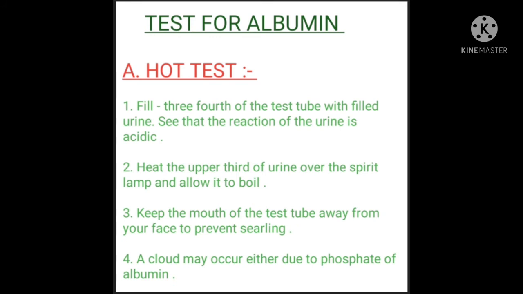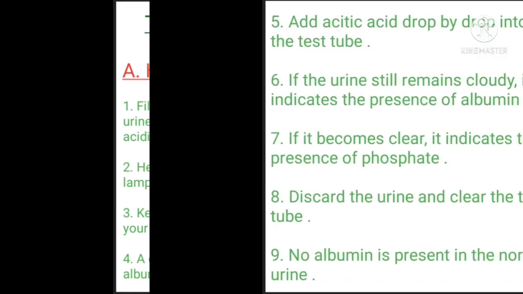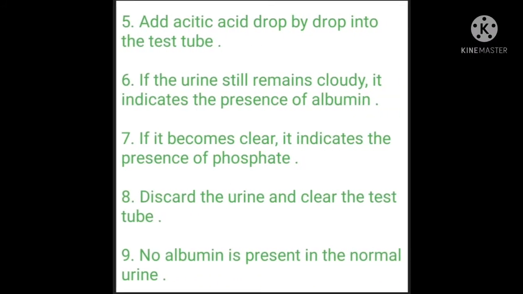Heat the upper third of urine over the spirit lamp and allow it to boil. Keep the mouth of the test tube away from your face to prevent scalding. A cloud may occur either due to phosphate or albumin. Add acetic acid drop by drop into the test tube. If the urine still remains cloudy, it indicates the presence of albumin. If it becomes clear, it indicates the presence of phosphate. Then discard the whole urine and clean the test tube. No albumin is present in normal urine.